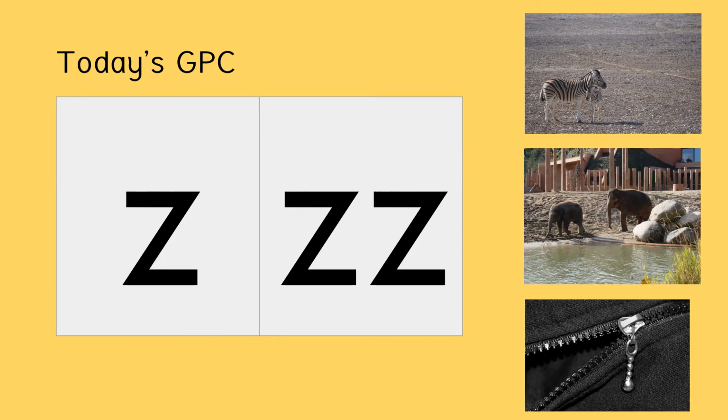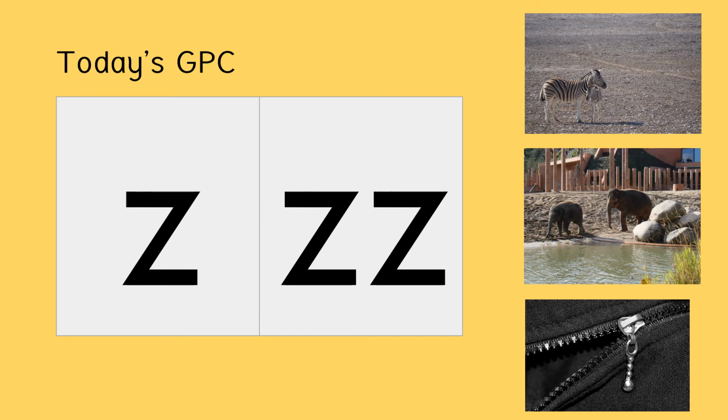Okay, I said I'd make you work hard today because if you look, we've got two graphemes on the screen. We've got a Z and we've got the ZZ for the other grapheme, because both of these make the same phoneme. They make the Z sound. So when we have one Z, we've got the Z in zebra, Z in zoo, and Z in zip. Okay, so our grapheme phoneme correspondence today, we've got two graphemes on there because they both make the Z sound. So we're going to have to read some words that might have one Z in them, or they might have two Z's in them.